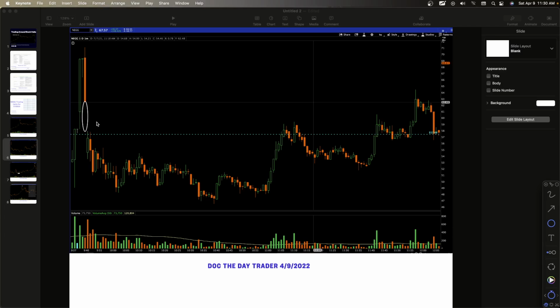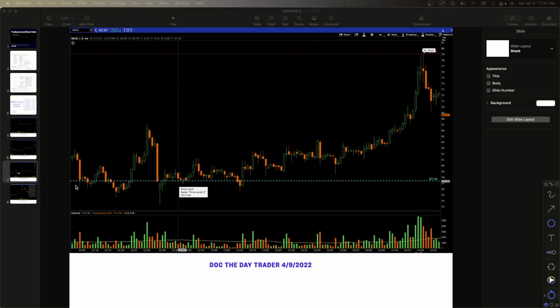Okay, so let's see what it did for the rest of the day here. After it filled that gap, it pulled back some, then went all the way back up and made a new high of the day at 79 bucks. Pretty crazy move, but I wanted to show you guys this particular ticker because I remembered this move, and I wanted to check it out and see if it followed most of the rules, and it did. This is typically what you can expect.